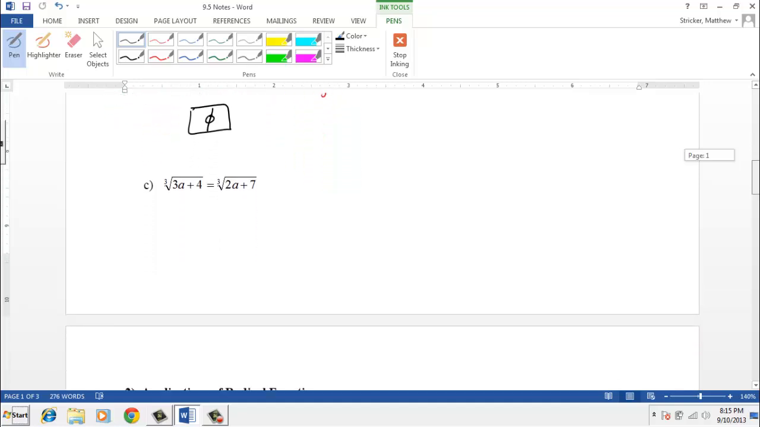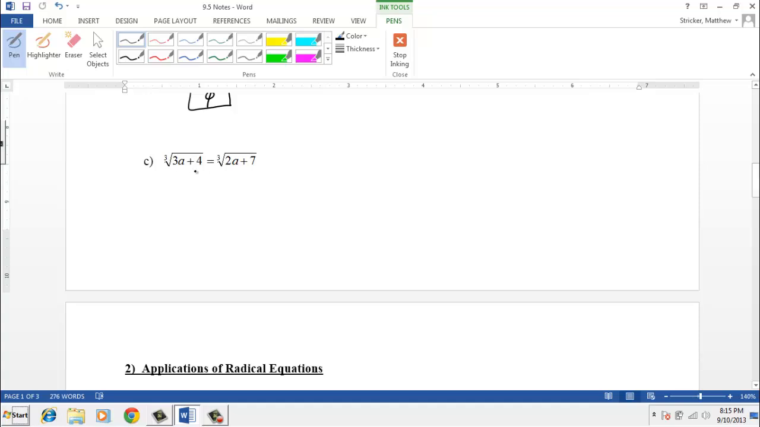If we move on to the third one, notice we already have one of our radicals isolated, so we don't need to do any isolating. However, that brings us to step 2, where we need to get rid of the radical. And in this case, we have a cube root. So how do we get rid of a cube root? We don't square it. We cube it. So we cube the left side, we cube the right side, and when we cube the left side, the cube gets rid of the cube root, leaving us 3a plus 4. And then on the right hand side we have 2a plus 7.